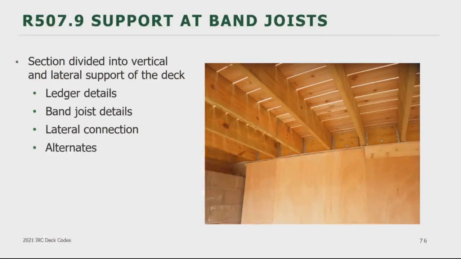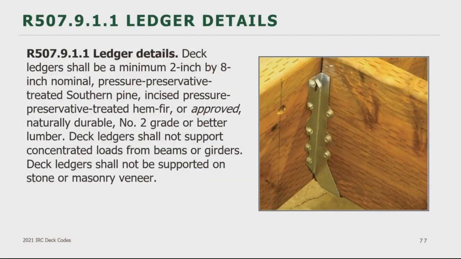The most common way to attach to the house is a ledger board attached to the band joist. The ledger board is one of the most critical elements in a deck. They are required to be number 2 grade or better and a minimum 2x8 size. Ledger boards cannot be loaded with concentrated loads, and they cannot be attached to veneers. They need to be attached to the band joist or other structural member of the house itself, unless of course they are freestanding decks.